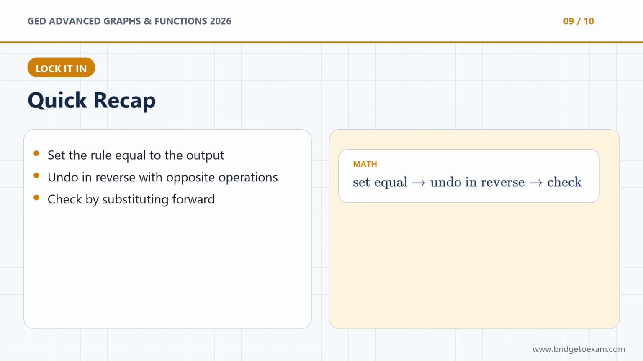To find an input from an output, set the rule equal to that output. Then undo the operations in reverse order using opposite operations. Finally, check by substituting your answer forward. You can now run any function machine in both directions.